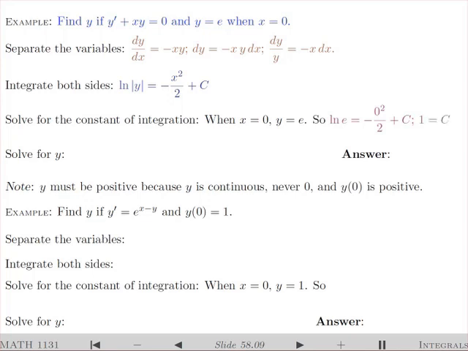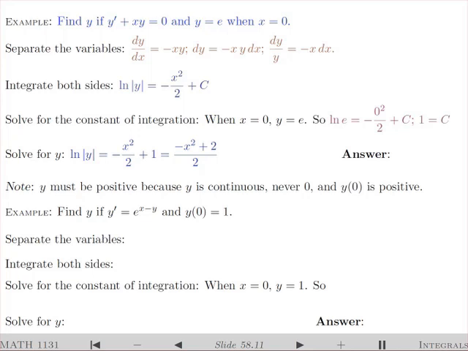I'm going to plug this back in the previous step, which gives me ln of absolute value of y equals negative x squared over 2 plus 1. If I want to solve for y, I need to get rid of ln first. So I take exponentials of both sides. I'm also going to simplify the right-hand side a little bit, just to clean up the look of the solution. If I take exponentials, I will get the exponential of the quantity negative x squared plus 2 over 2.